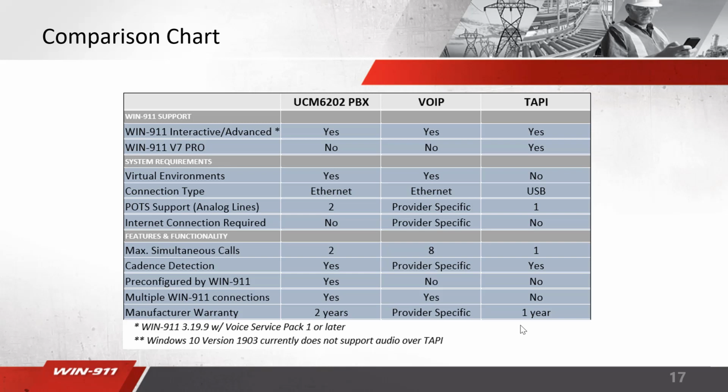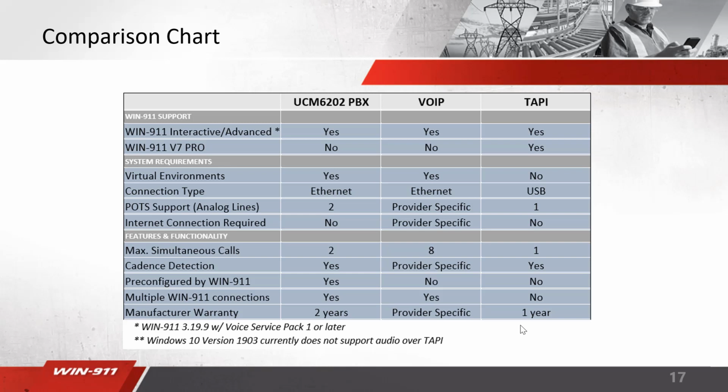Your POTS line, so there's 2 ports for the Grandstream device, which is nice. You can have both bidirectional or one dedicated outbound, one inbound. VoIP, again, that's totally on your guys' end. Whoever sets that up, there's plenty available or there's just one available. It's nothing to do with WIN-911 there. And the Tappy modem only has 1 port.